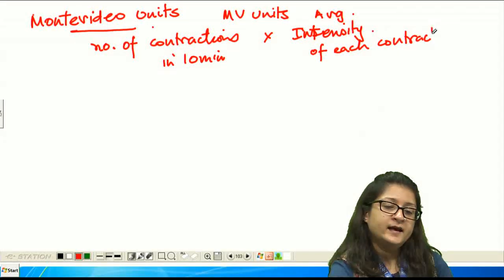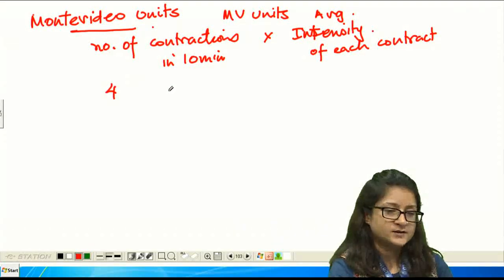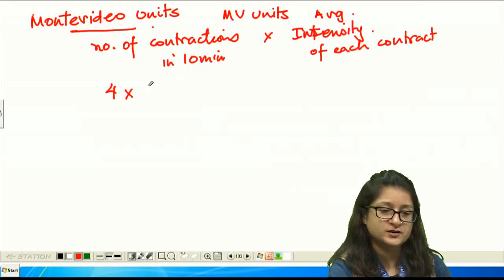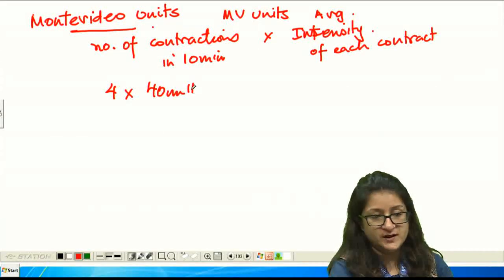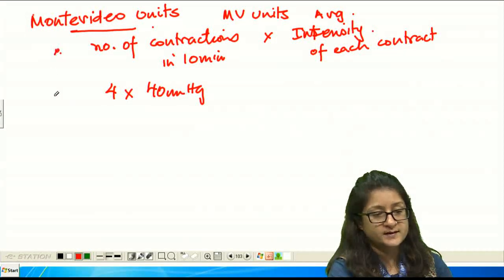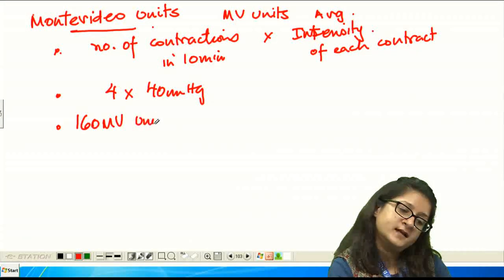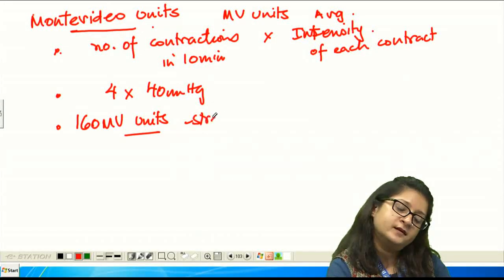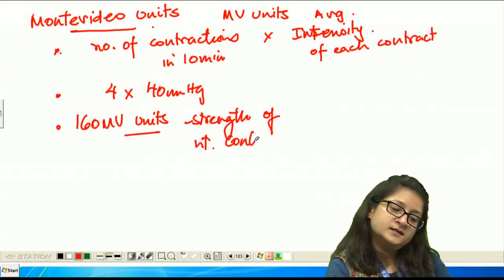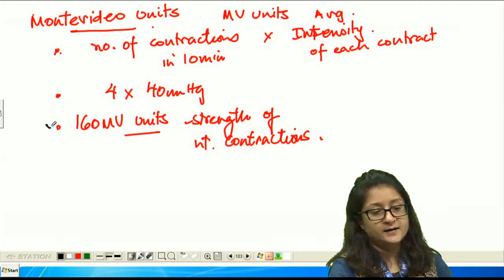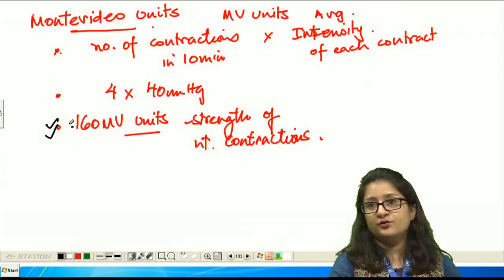For example, if there are 4 contractions in 10 minutes and the average intensity of each contraction is about 40 mmHg, then the Montevideo units would be 160 Montevideo units. This would be the strength of the uterine contractions. Okay, so this is another important bit that I needed to tell you about the Montevideo units.